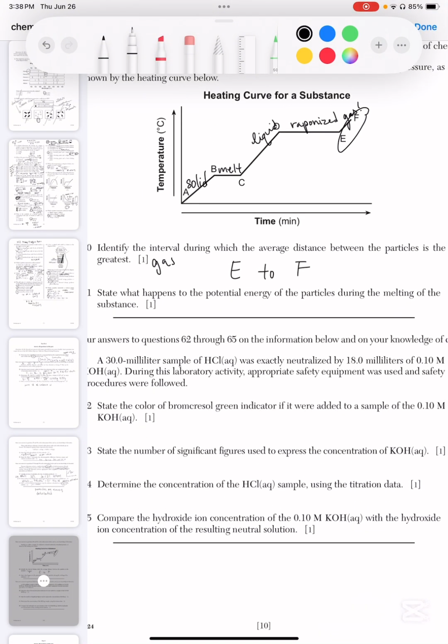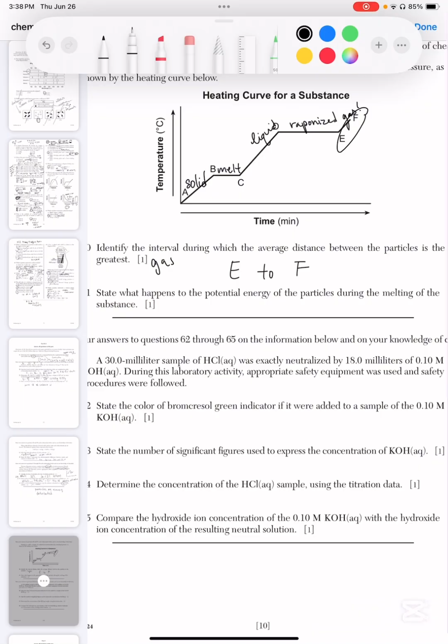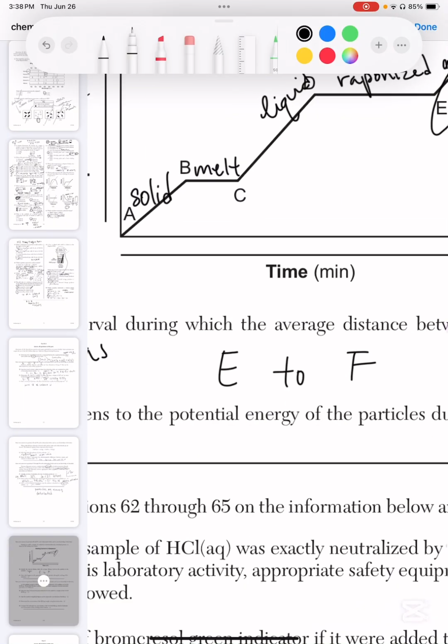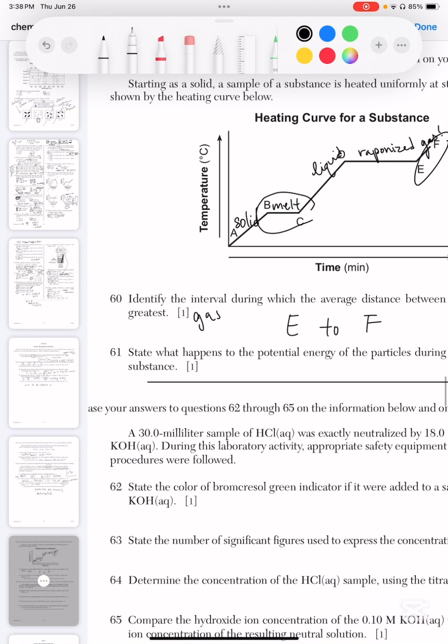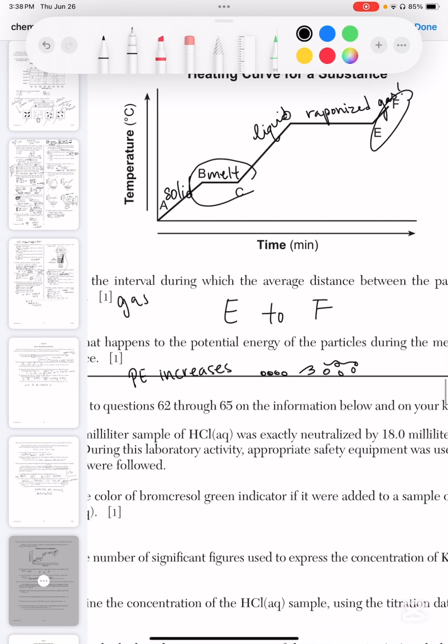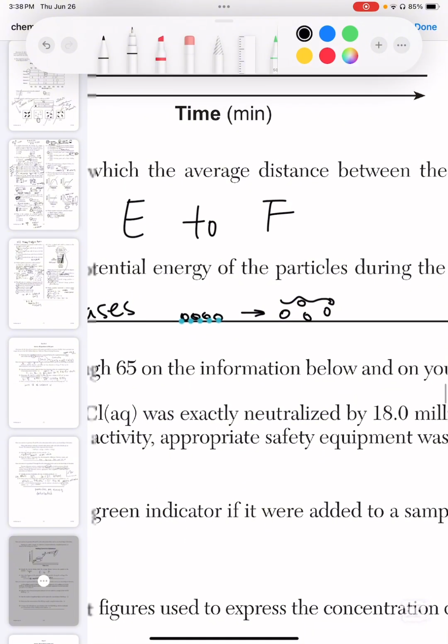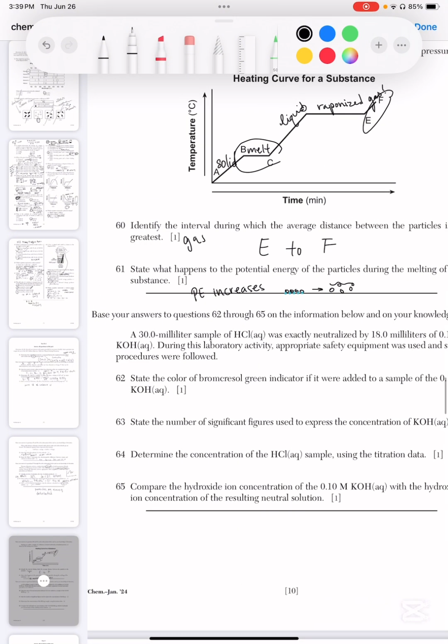State what happens to the potential energy of the particles during the melting of the substance. So during the melting, like right here, the potential energy increases. Because when you're going from solids like this to a liquid like this, you have more potential energy. Why is this a hand? I drew an arrow. It's like that, right? So you have more potential energy as you're going from solid to liquid, and you gain more potential energy as you're going from liquid to a gas. So, yeah.